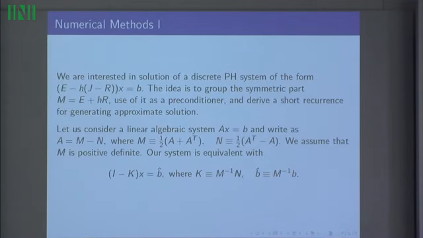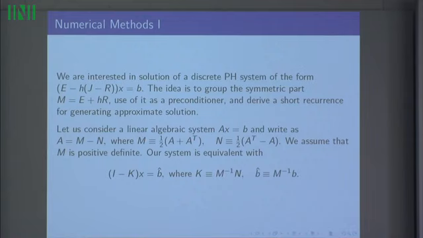So this is what I wanted to briefly mention about their underlying structure, what they look like. But what I'm mostly interested in is how can we solve them? So our idea was that, for many applications we are dealing with, we need to solve a discrete Port-Hamiltonian system. Let's say it looks like this. It doesn't necessarily have to be the same E, J, R matrices, but they have the same structure. And we decided that it would be a good idea to group the symmetric parts, use them as a preconditioner, and try to derive short recurrences like Lanczos for symmetric matrices.